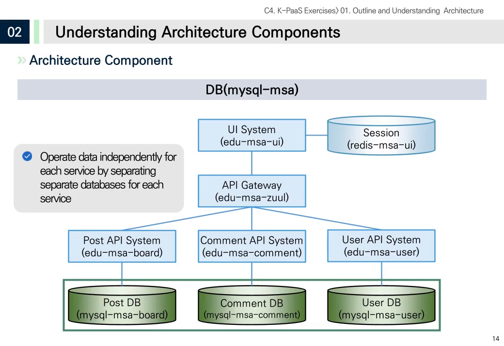Next, the database. The post, comment, and user databases are operated independently by building a database for each service. The database is responsible for storing data related to posts, comments, and users created by the UI system through each API system. It also stores the data in an independent DB, or retrieves related data from each DB and provides data to be displayed on the UI screen.